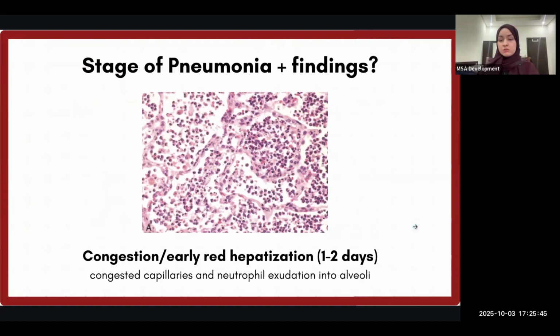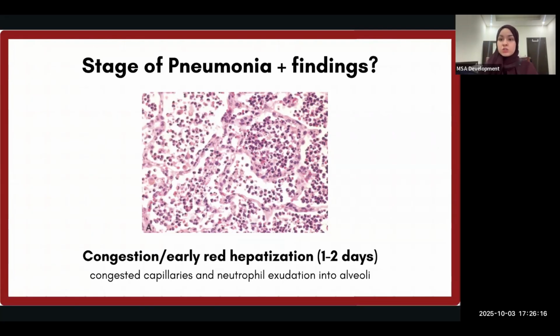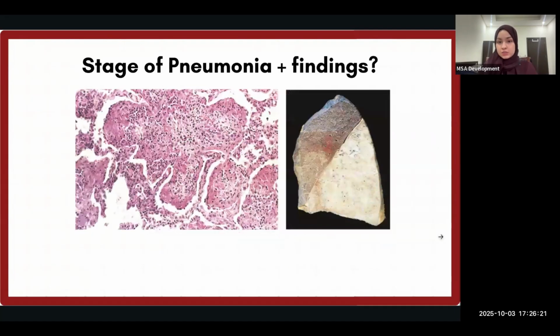So this is the first 2 days where you have congestion / early red hepatization. The first few days kind of blend into each other. So here you see a lot of neutrophils in the alveoli, and the capillaries are very congested. So it kind of has both. You see red blood cells and stuff, and then you also see the neutrophils coming in at the site of the infection, causing congestion. But this is the first 2 days. Next.